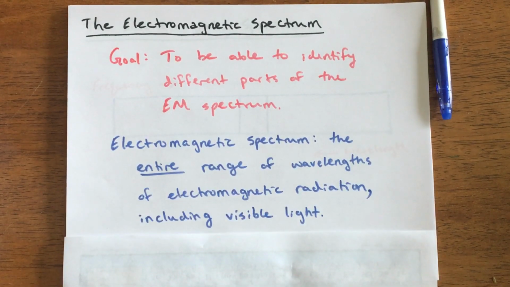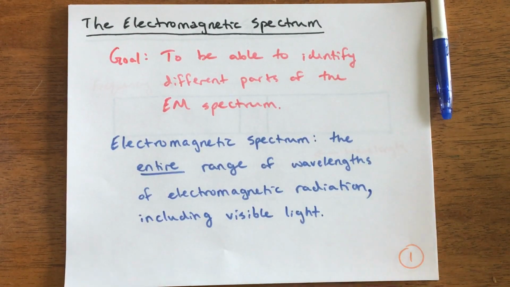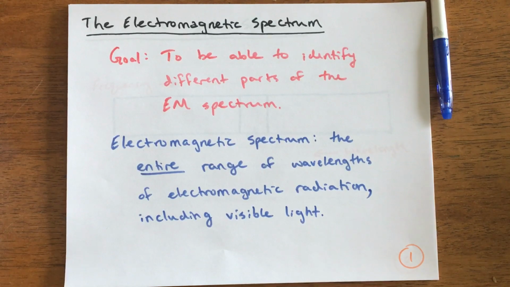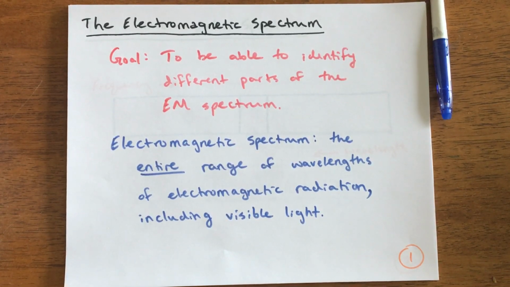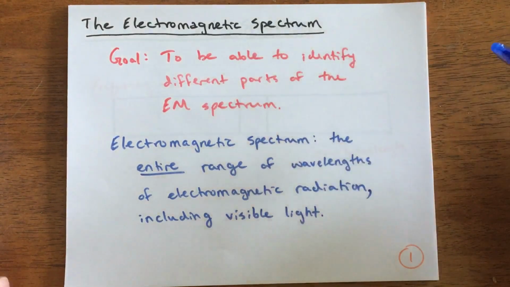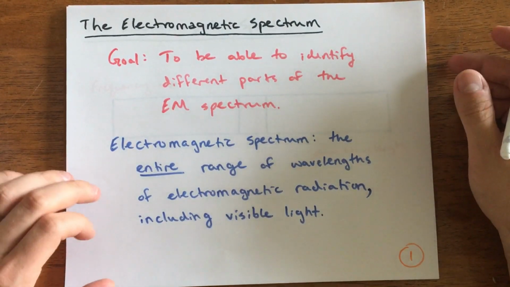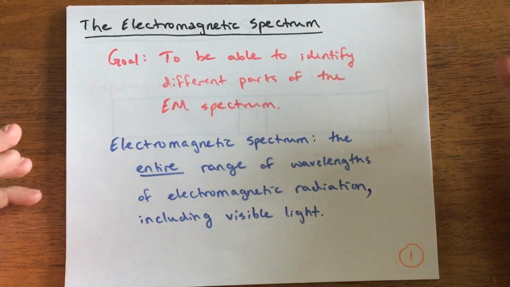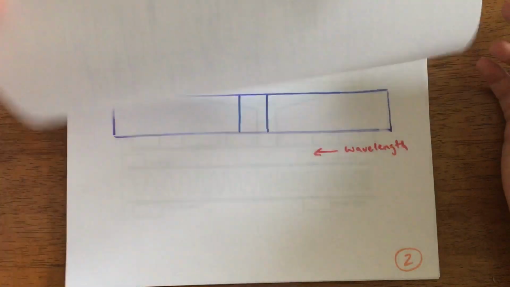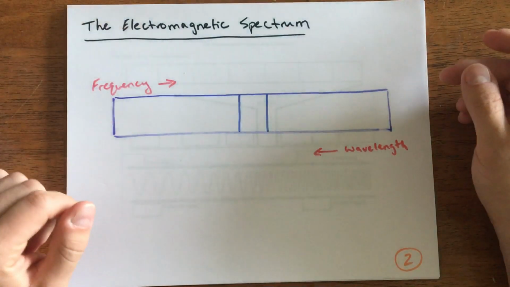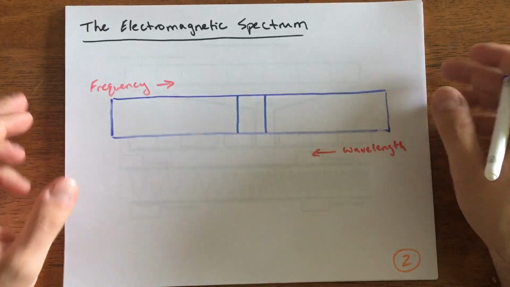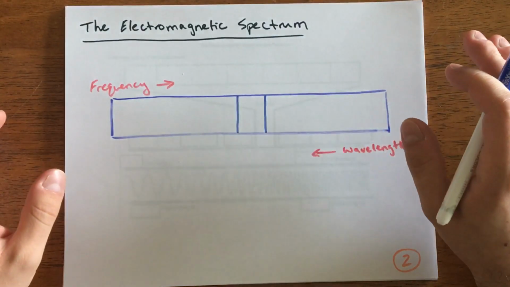We're going to define the electromagnetic spectrum as the entire range of wavelengths of electromagnetic radiation, including visible light. So the light we see actually is an electromagnetic wave. Let's take a look at the electromagnetic spectrum. This is a very simplified version of this. We're going to talk about three main sections.